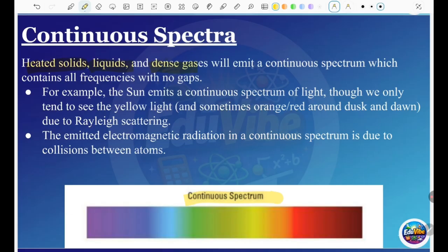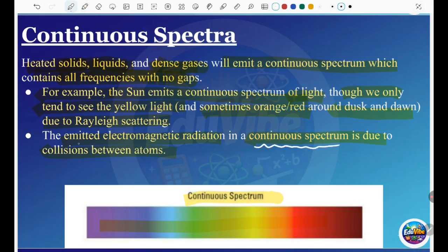Heated solids, liquids, and dense gases will emit a continuous spectrum, which contains all the frequencies with no gaps. They are straight and continuous. For example, the Sun emits a continuous pattern of light, as we did in the dispersion topic. The electromagnetic radiation emitted in a continuous spectrum is due to collisions between the atoms. So the main cause of this spectrum is collisions: when the atoms collide with each other, they make a continuous spectrum.